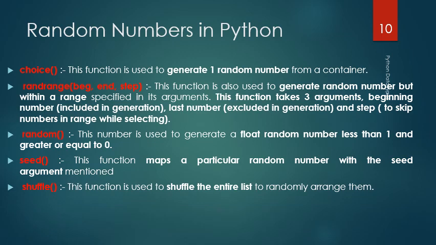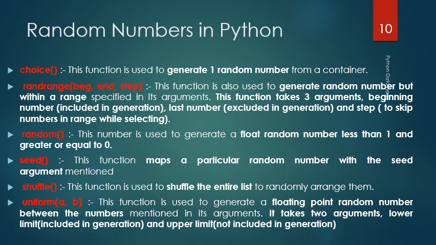The shuffle function is used to shuffle the entire list, to randomly arrange the items. Uniform(a, b): this function is used to generate a floating point random number between the numbers mentioned in its arguments. It takes two arguments, a lower limit and an upper limit. Here also the upper limit is not included in generation. So these are a few random number generation functions used in Python.